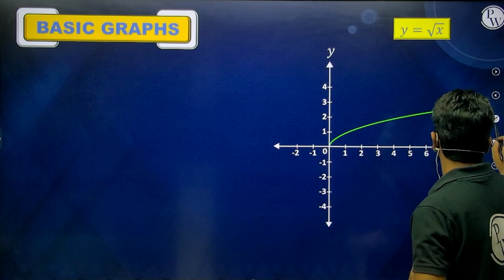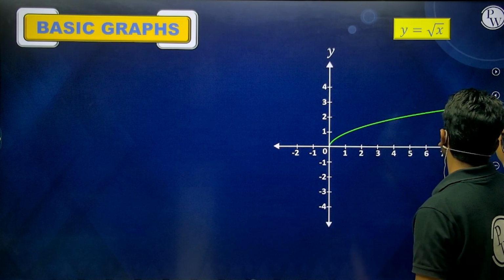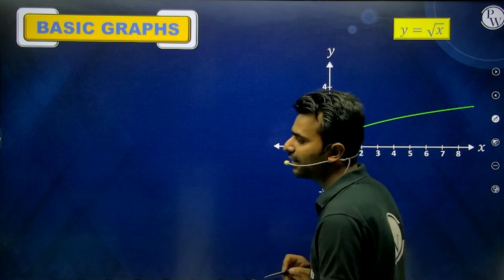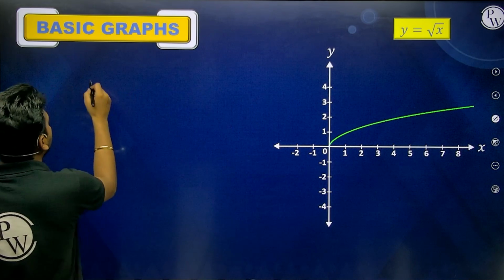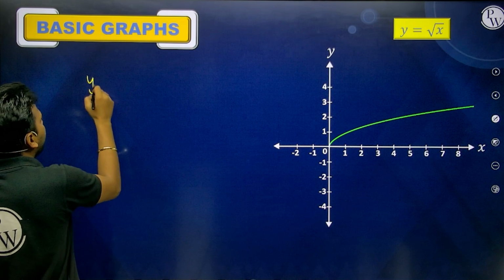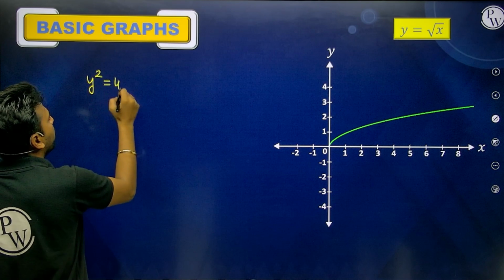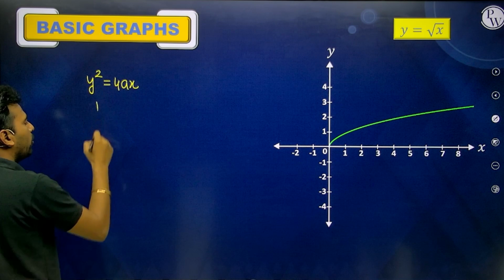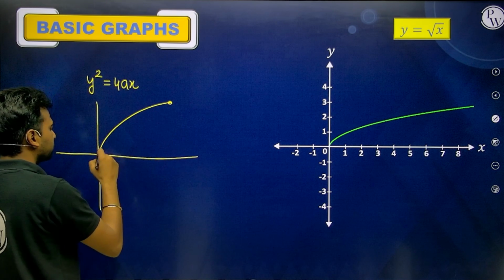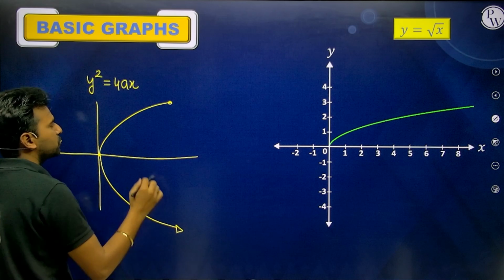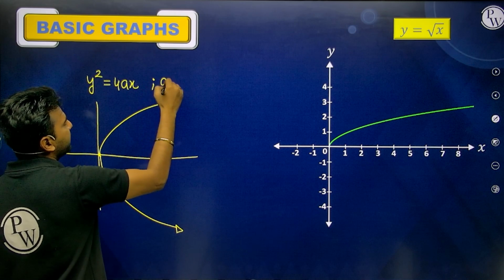So first we're going to have a look at some basic graphs. I hope you are aware that in the chapter parabola, you might have learnt that y square is equal to 4ax is a parabola opening rightwards. Yes or no? Where a was positive. I hope you have studied this topic, where a is obviously greater than 0.